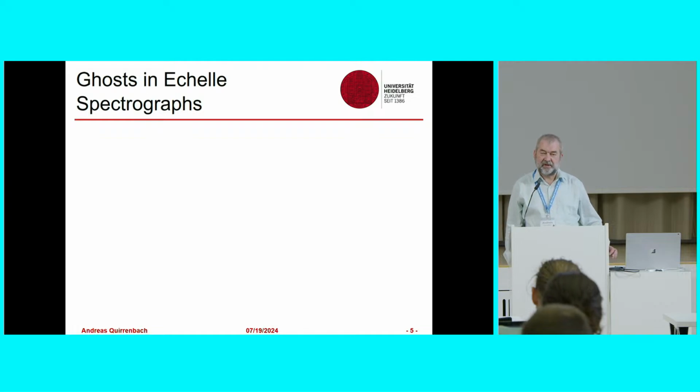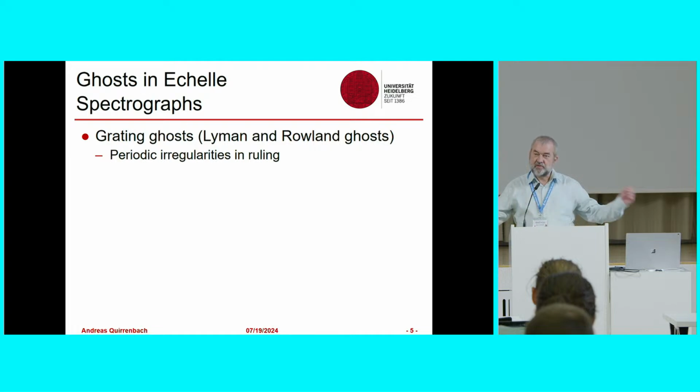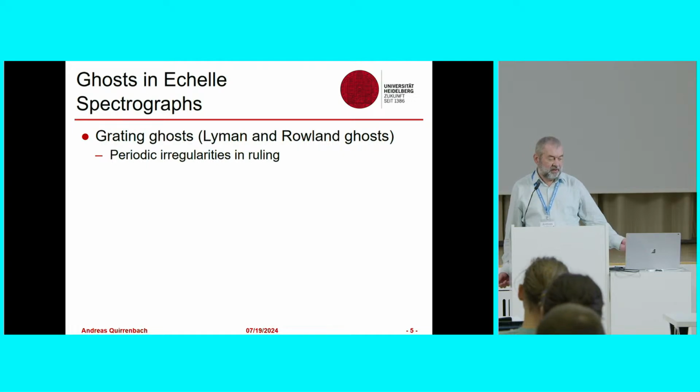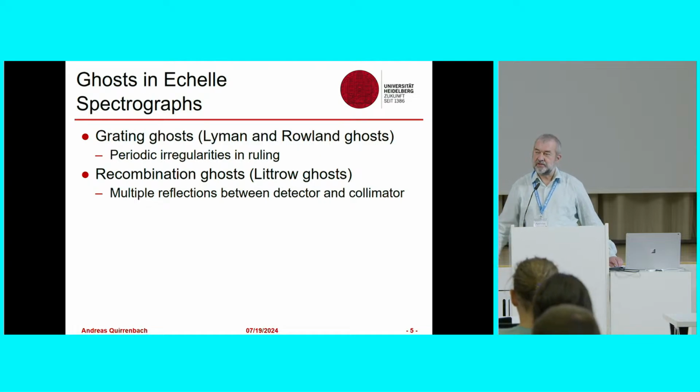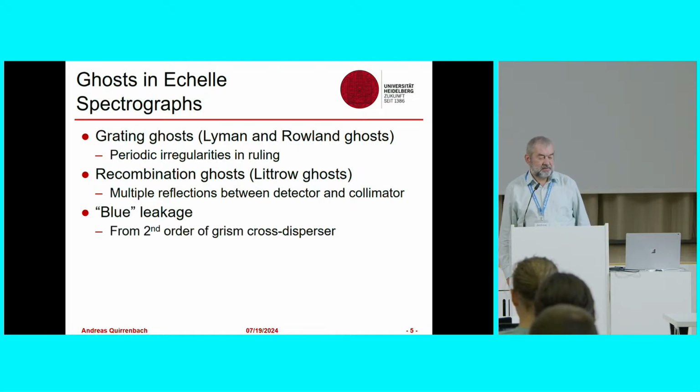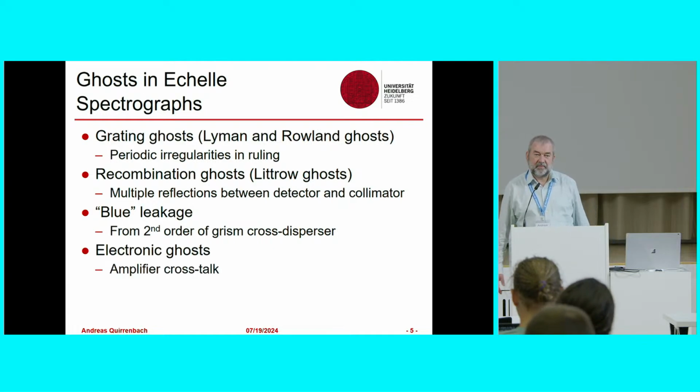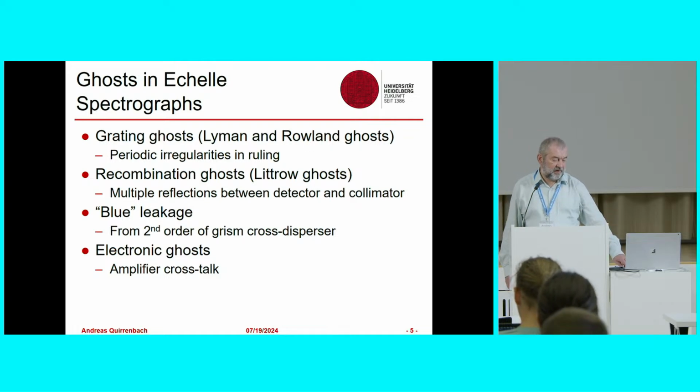Again, to take one example, it's about ghosts in Echelle spectrographs. There are a whole zoo of different ghosts. There are grating ghosts. No grating is perfect. There are periodic irregularities in the ruling, and these create ghosts. There are so-called recombination ghosts by double reflections in your spectrograph. There is sometimes blue leakage, so you get the second order from the cross disperser overlaid on the first order that you want. And if it's not blocked properly by a filter, you see it. There are also electronic ghosts that come from amplifier crosstalk.